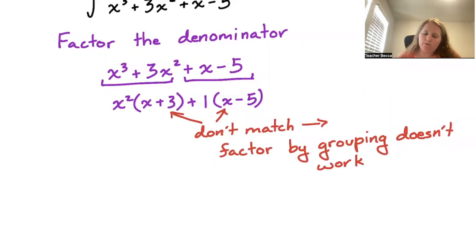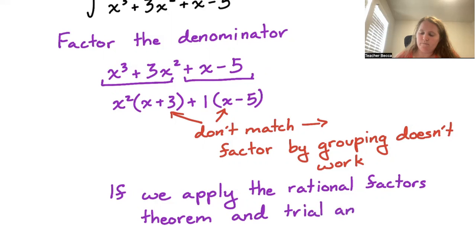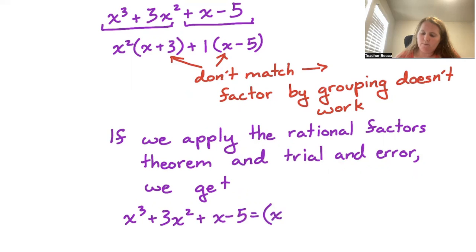If we apply the rational factors theorem and some trial and error, you wind up getting that x cubed plus 3x squared plus x minus 5 is equal to x minus 1 times x squared plus 4x plus 5.